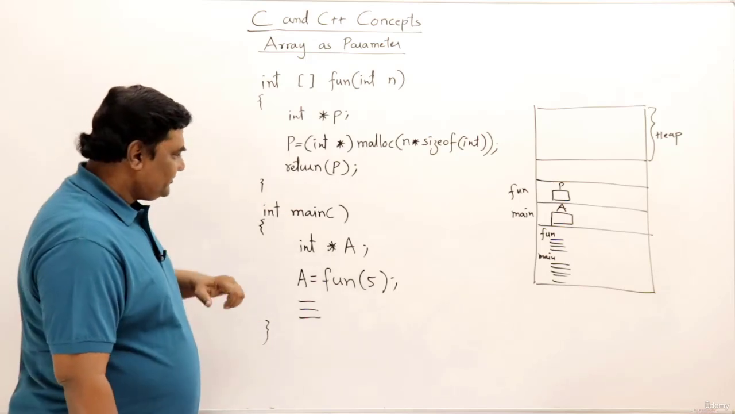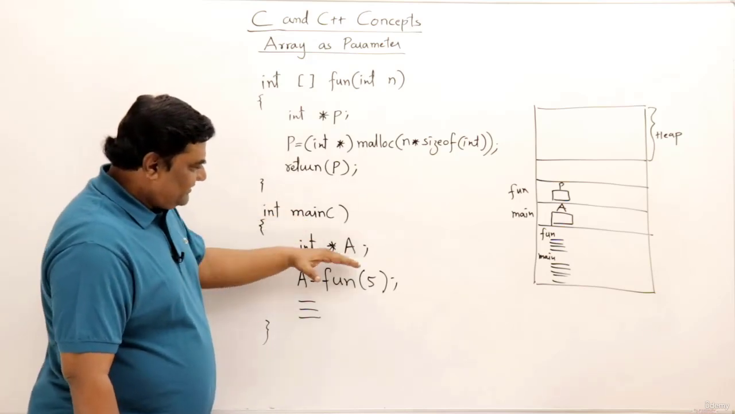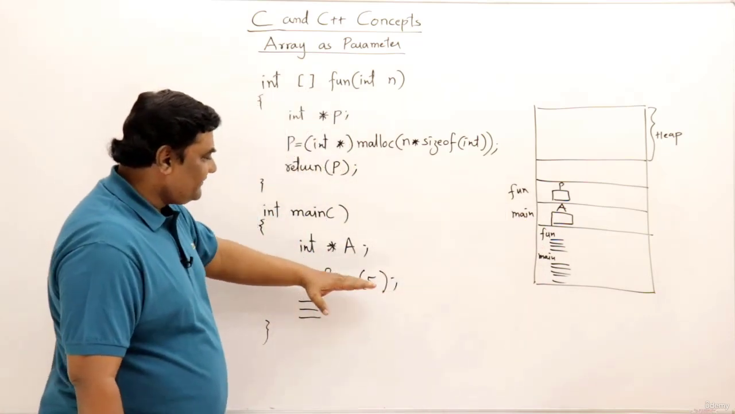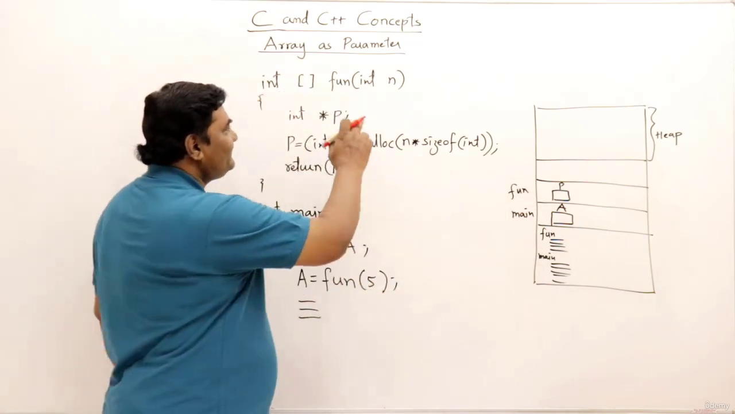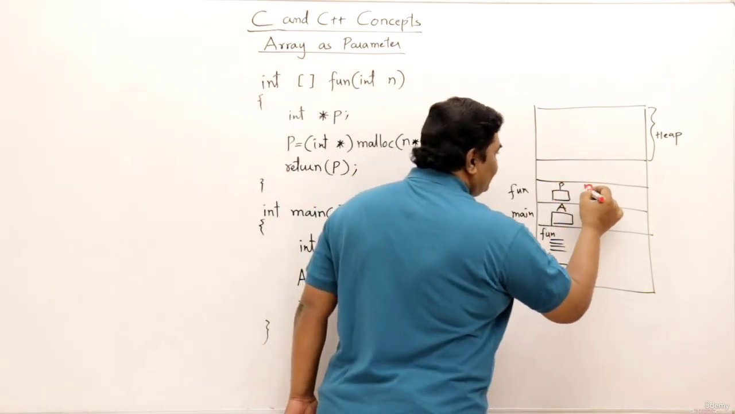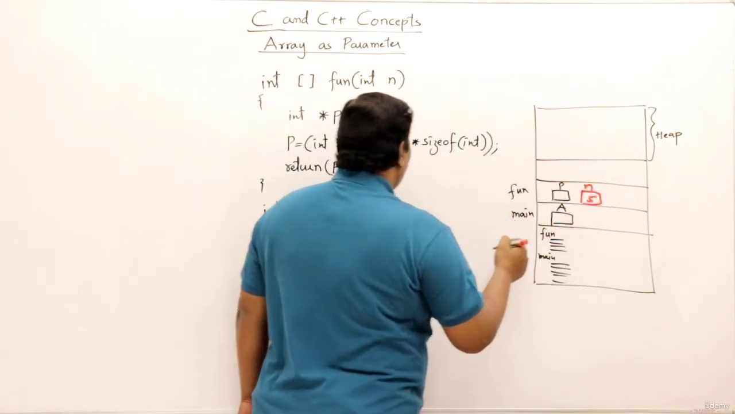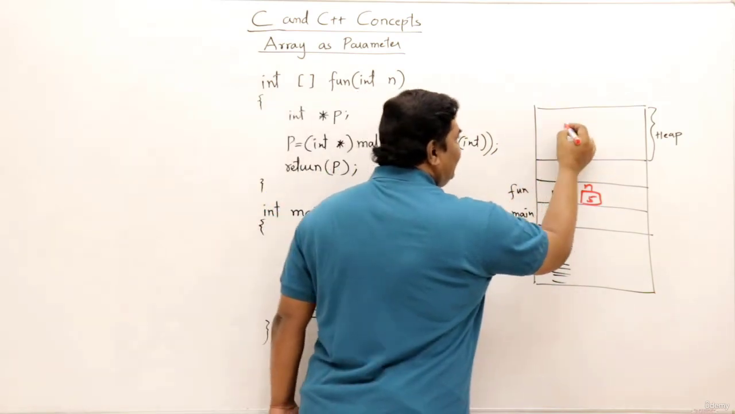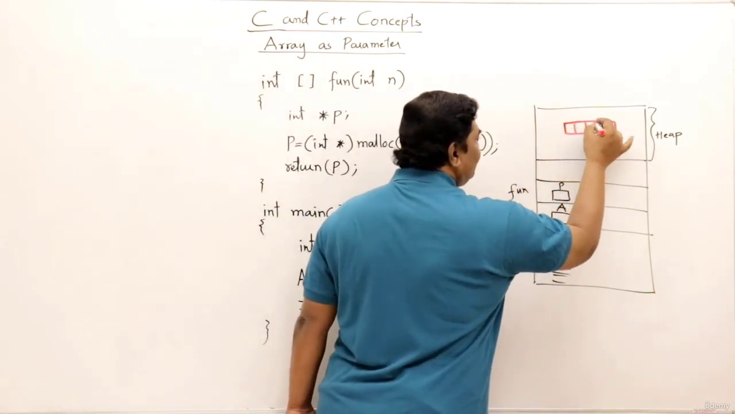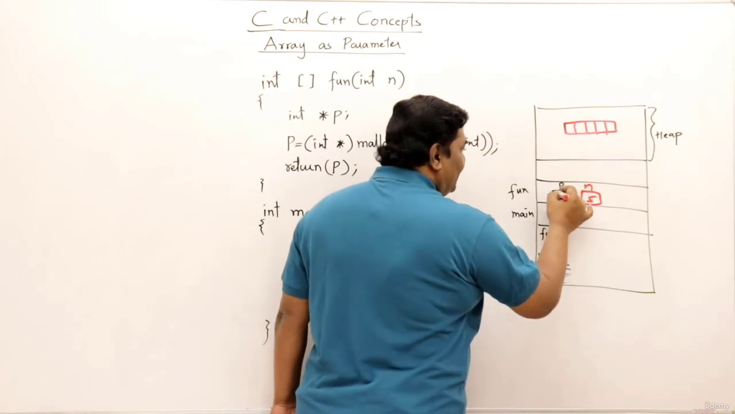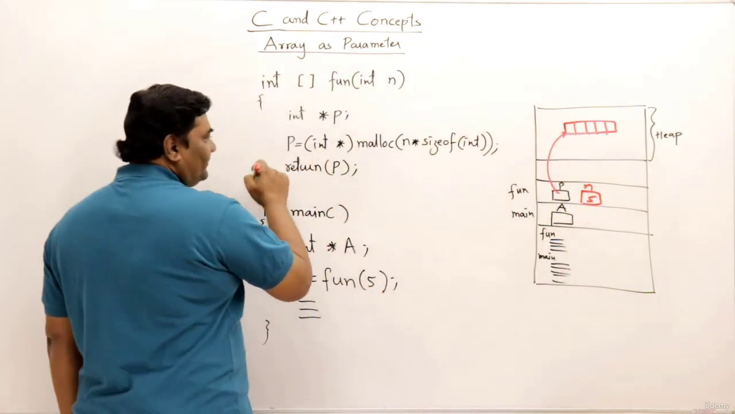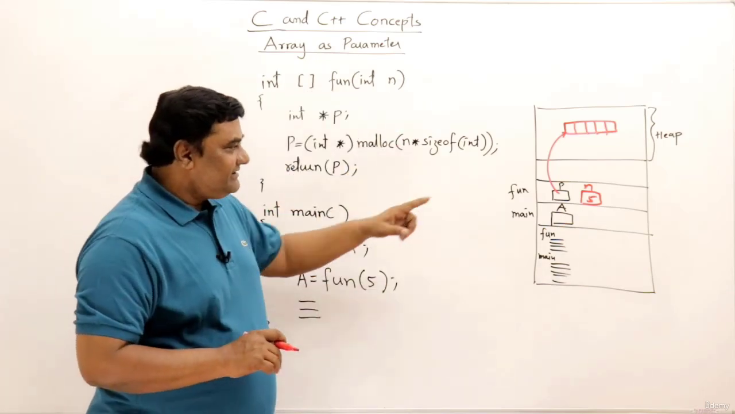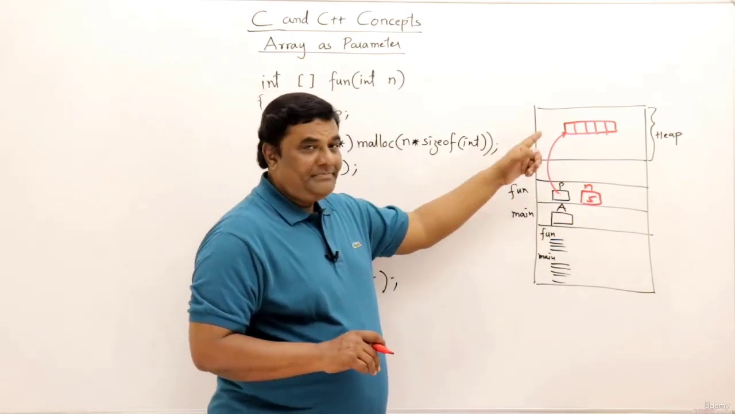Let us start from the main function. Main function is having a pointer. Then it is calling function fun by passing 5. Function fun is called. It is taking a parameter n, so it's also having n. It will have the value 5. Then malloc, it will allocate the memory in heap. So inside heap an array of size 5 will be created. Then the address of that will be present in P because that is stored in P, and that P belongs to function fun. That array in heap is indirectly accessible by this pointer P.